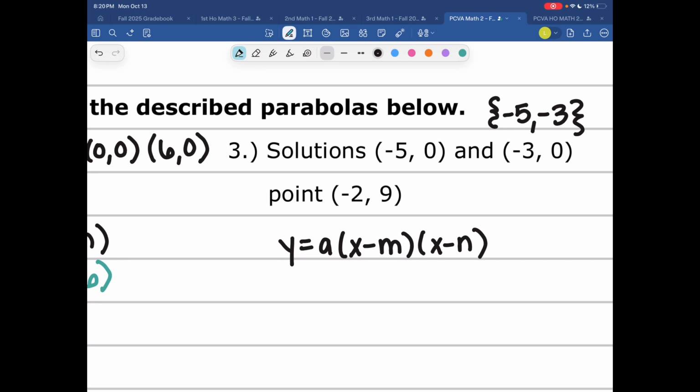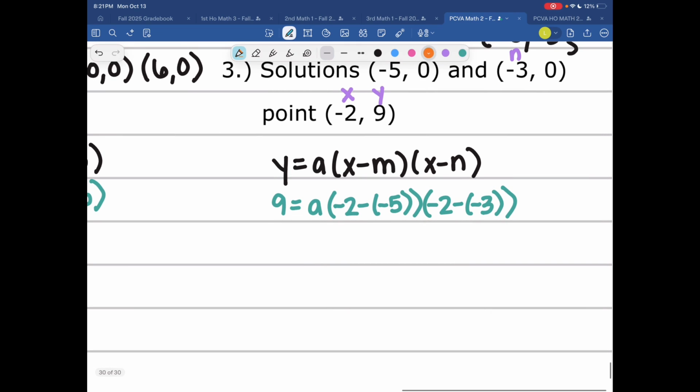All right, so we know that this is my x and my y. We'll call this m and this one n. So we're going to substitute those values in. We're going to say that the y is 9. We're solving for A. My x is negative 2, and this is minus negative 5. My x is negative 2 again, minus my n, which is negative 3. And then we need to simplify.